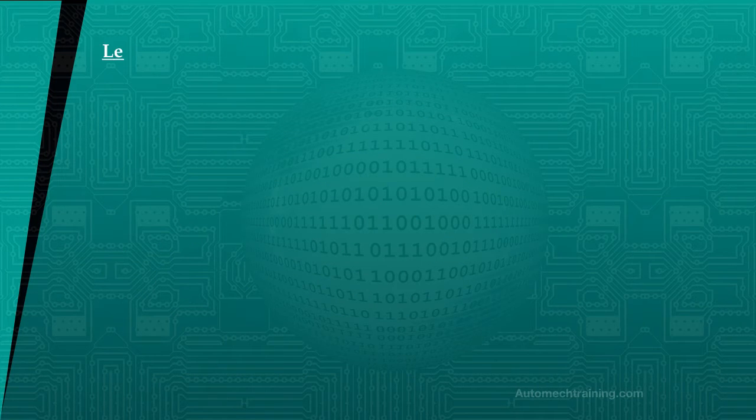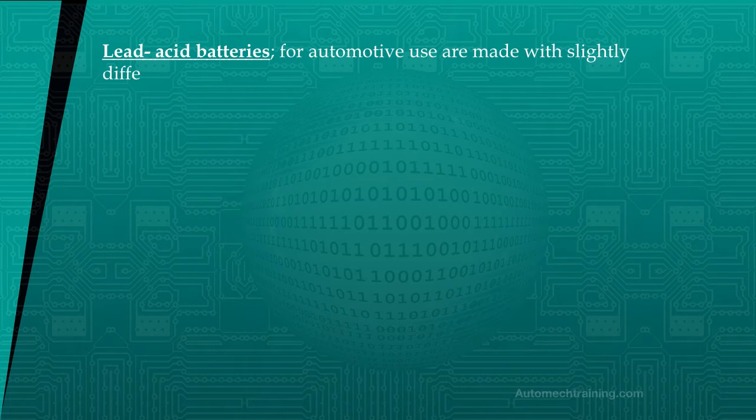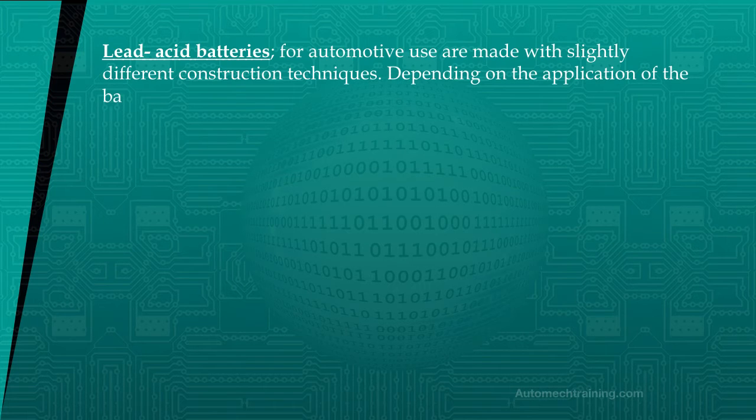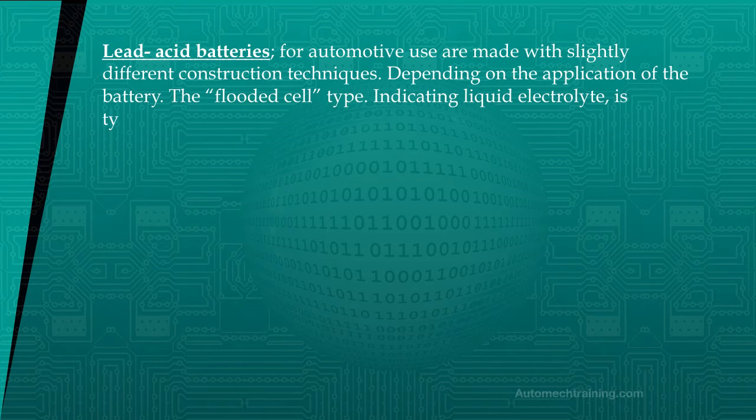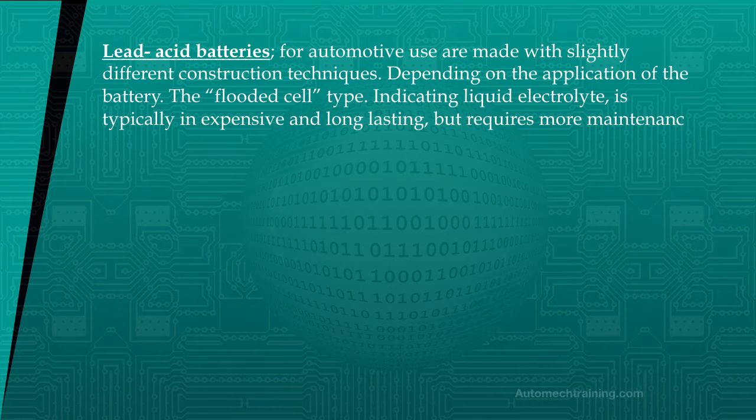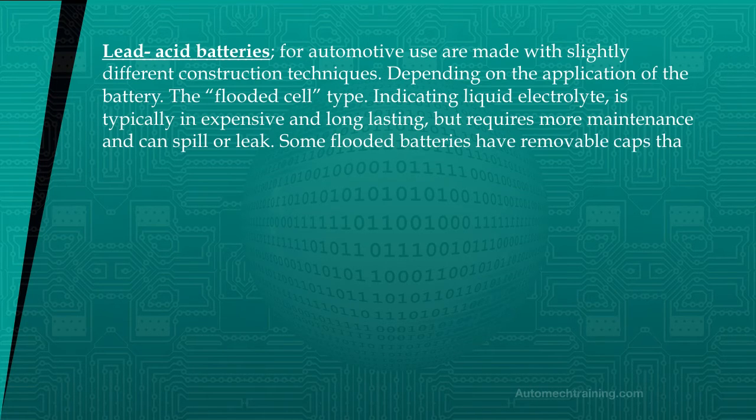Lead-acid batteries for automotive use are made with slightly different construction techniques, depending on the application of the battery. The flooded cell type, indicating liquid electrolyte, is typically inexpensive and long-lasting, but requires more maintenance and can spill or leak. Some flooded batteries have removable caps that allow for the electrolyte to be tested and maintained.